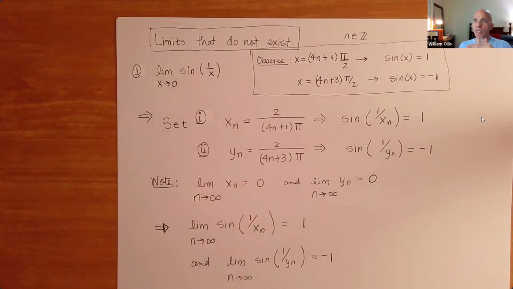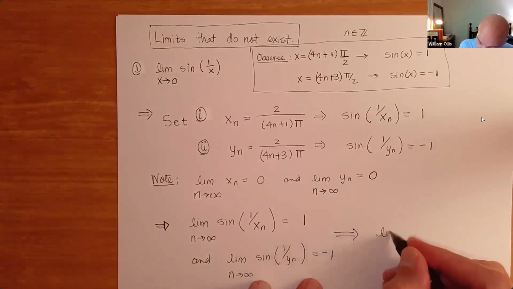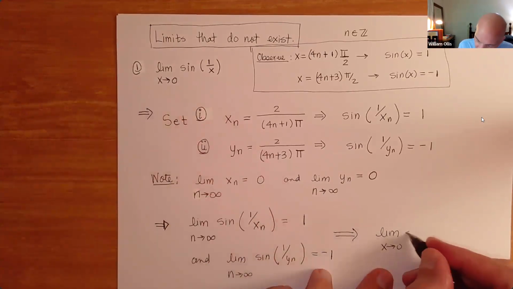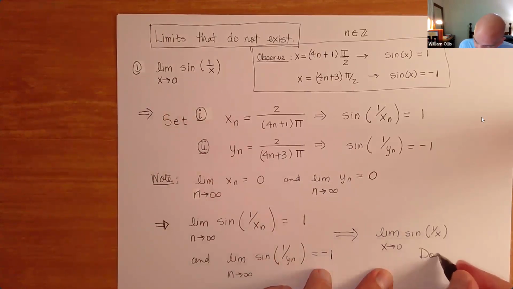So we get closer and closer to 0 from the right. In some cases, we're going to end up at 1. In some cases, we're going to end up at -1, but that will never retire. So you can get closer and closer and closer to 0, and you're still going to get infinitely many values of 1 and -1. So in this case, this implies that the limit as x approaches 0, now back to the original notation, does not exist.